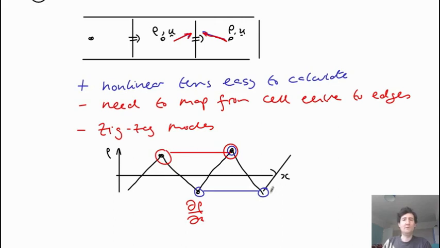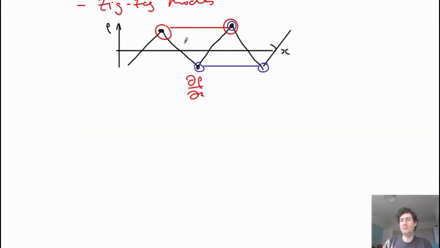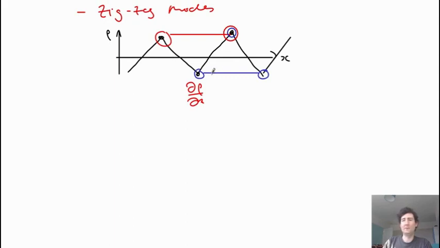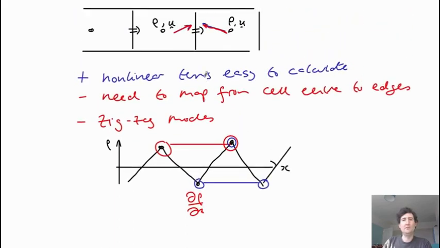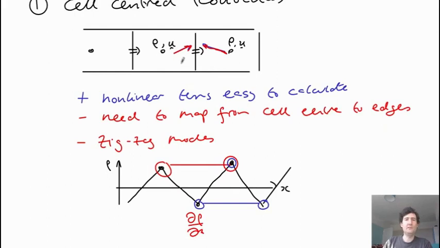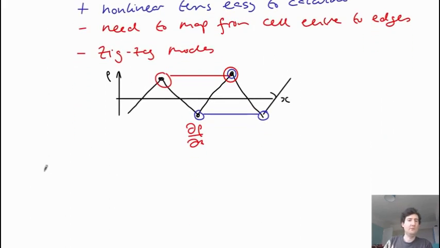And so there's nothing stopping this mode from growing or shrinking. Typically you find that this mode can become unstable, and you end up with these zigzags forming in the solution. So these are some of the problems that these cell-centered methods have. And so there are alternatives.